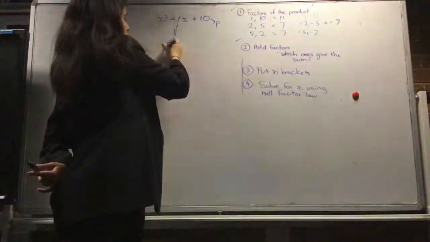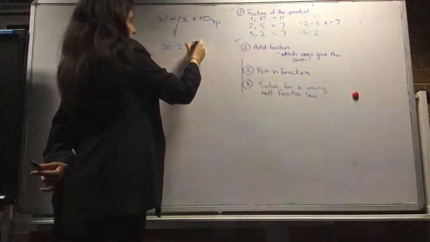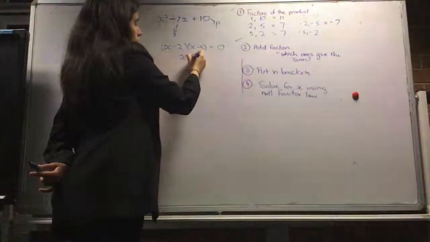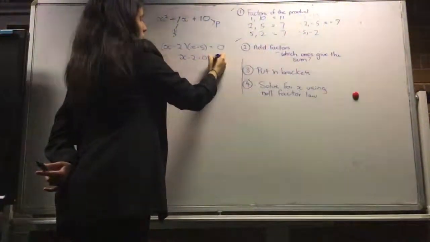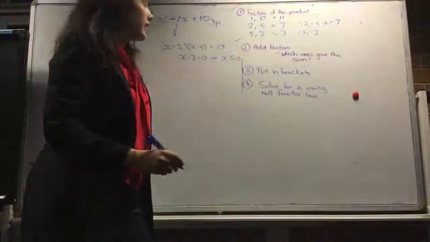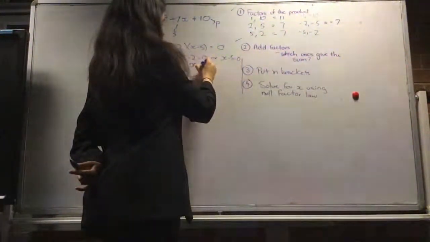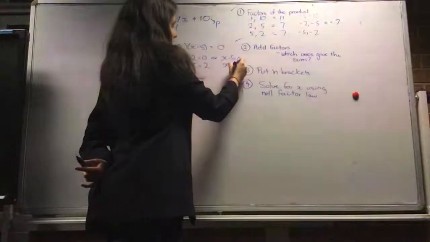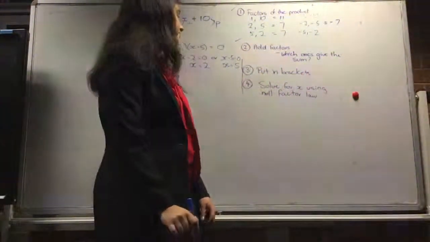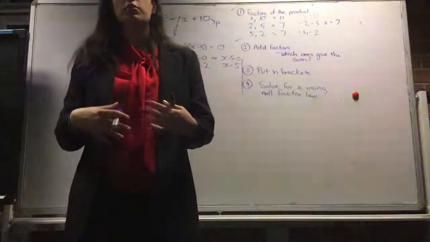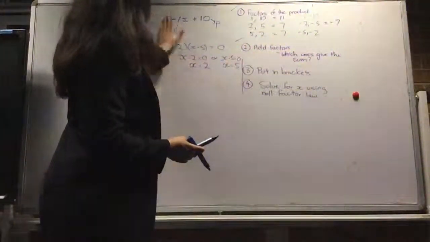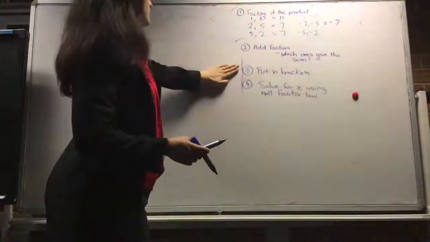So I've done the factors of the product, I've added the factors, I'm now going to put it in brackets. So I'm going to get x take 2 times x take 5 equals 0. So x take 2 equals 0, or x take 5 equals 0. And then we can go, well, x equals 2 or x equals 5. Because to get rid of take 5 and take 2, I have to plus them. Now you can pause the video and go on with your worksheet at any time if you want to, or you can keep on listening, because there's one more example I'd like to do.